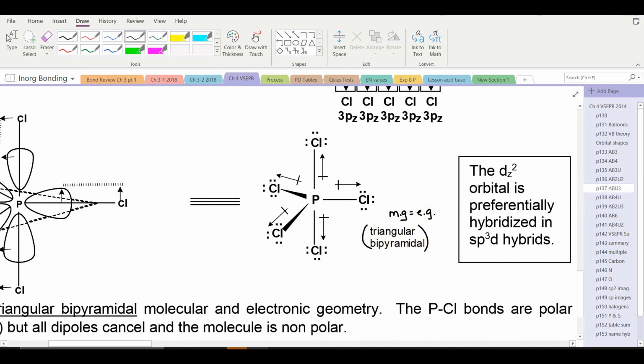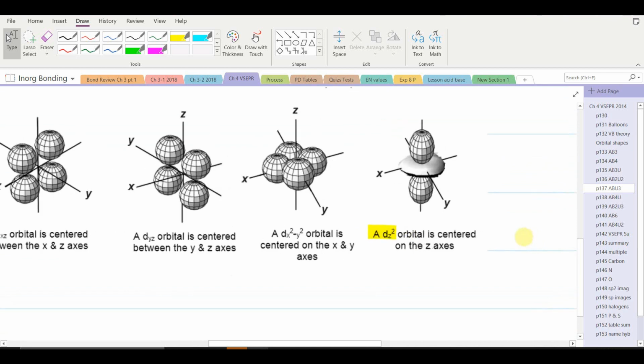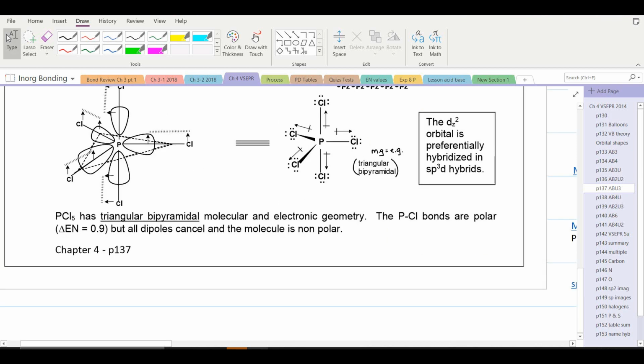I mentioned the dz squared orbital is preferentially hybridized, and it's due to its shape. It seems to accommodate the shape of the structure best to separate the 5 electron clouds as far as they can. Let's just remind ourselves of what the shape of the dz squared orbital is. It's this one right here, and it looks a lot like a p orbital in its shape. So PCl5 has triangular bipyramidal molecular and electronic geometry. The PCl bonds are polar, but the dipoles cancel. The molecule is nonpolar.